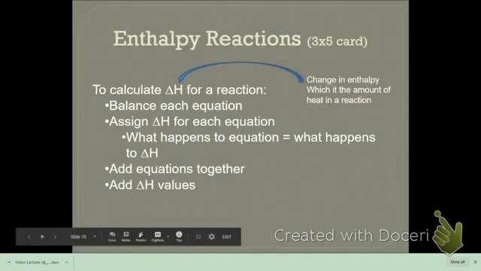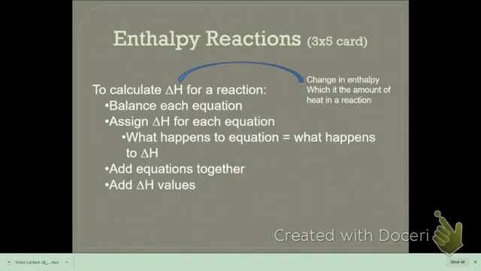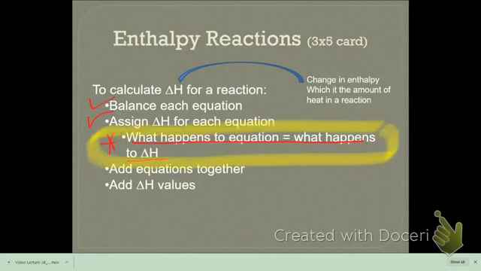So to calculate the delta H for a reaction, there are a couple of things you have to do. And yes, I know you probably thought it had gone away, but it's back. You have to balance each equation. That means the equations that lead up to the main equation, they each have to be balanced. Then the delta H for each one of those equations has to be assigned. And remember, whatever happens to the equation is what happens to the delta H. That is a big piece of information you definitely need to make sure you know.